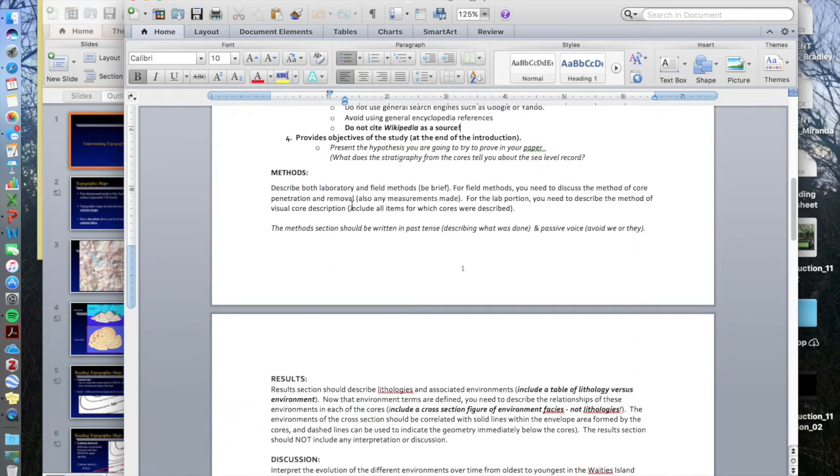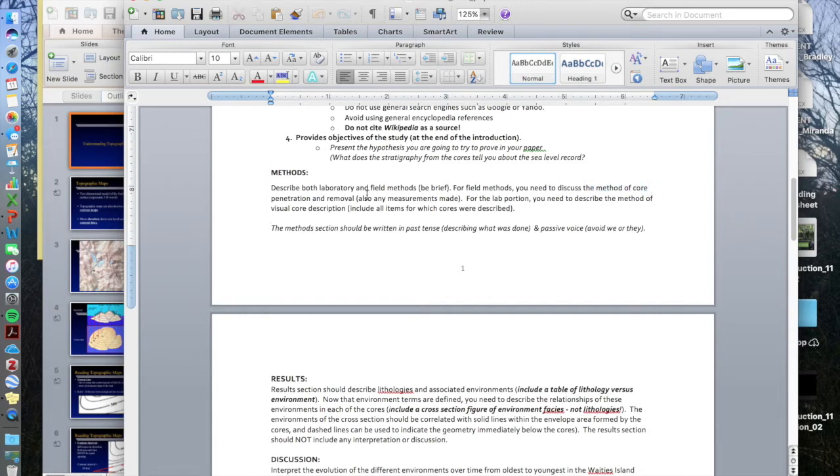And then we'll talk about our methods. On this upcoming Monday, you'll come out into the field and actually collect some vibrocores, so please pay attention to what's going on so you can write a section for that. This is often a very brief section of the paper. You're describing in generalities what we've done in the field. If there are specific measurements or specific things needed to know, then you'll describe those.